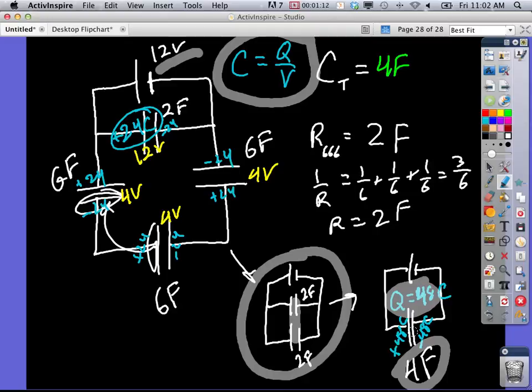That 24 coulombs, I can combine it with the capacitance to get the 4 volts, which actually makes a lot of sense, because then I'm losing 4 volts at each capacitor. That means the loop rule works, and everything is good.